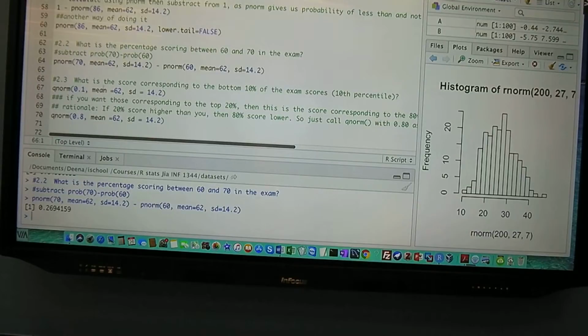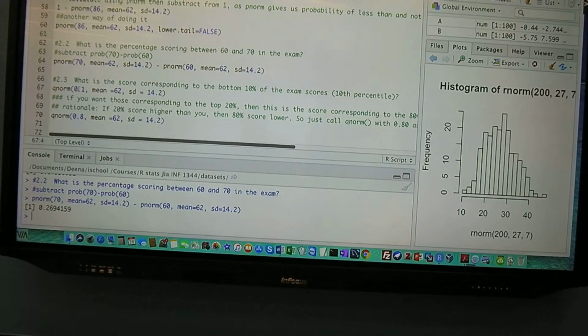Okay? So here it's asking what is the score corresponding to the bottom 10% of the exam score, which is corresponding to the 10th percentile. So this is Q norm. 10th percentile meaning 0.1. 10% is 0.1. We always enter numbers in decimals. So you don't write 10, this is a percent. So you write 0.1. You divide by 100. 10 divided by 100 is 0.1.